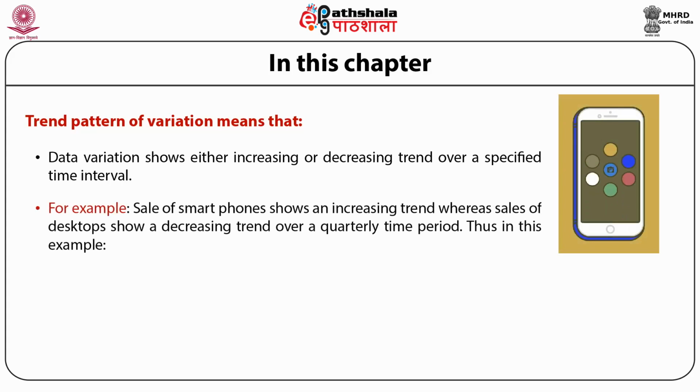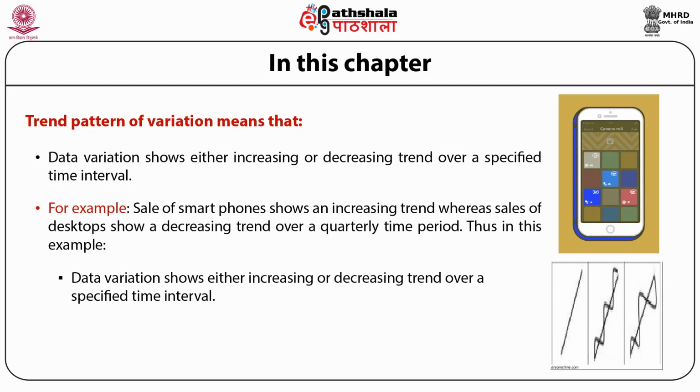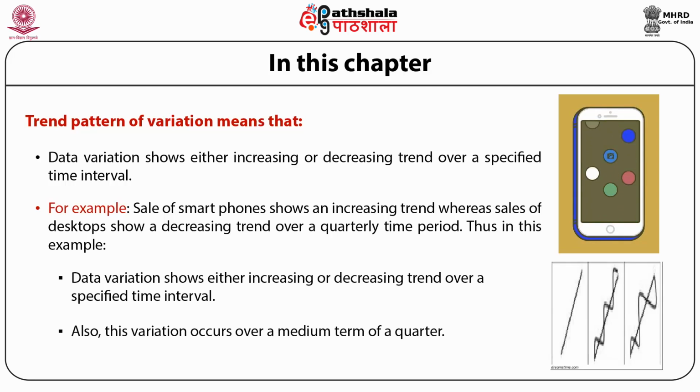For instance, sale of smartphones shows an increasing trend, whereas sales of desktops is showing a decreasing trend over a quarterly time period. Thus, in this example, data variation of smartphones is increasing, where that of desktops is decreasing. Also, this variation occurs over a medium term of a quarter.